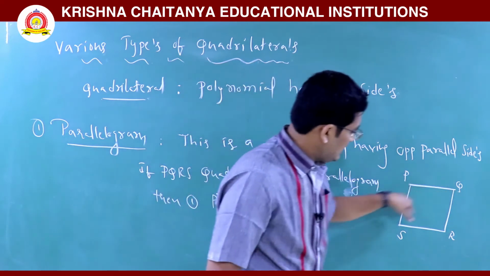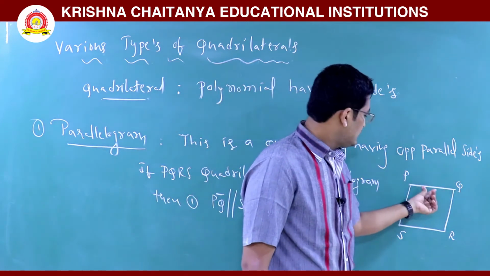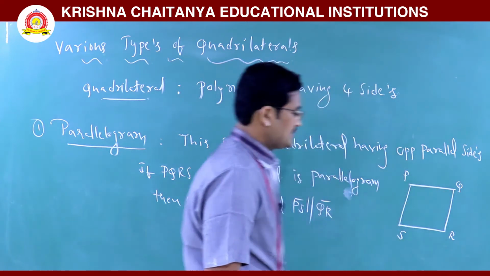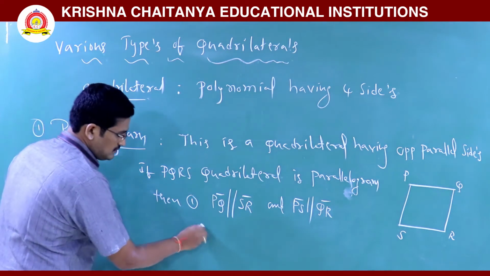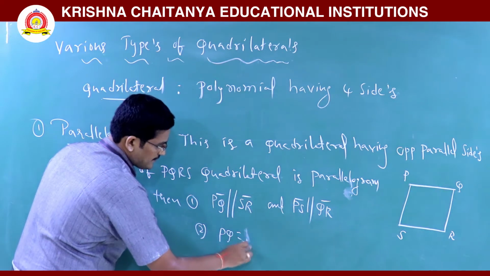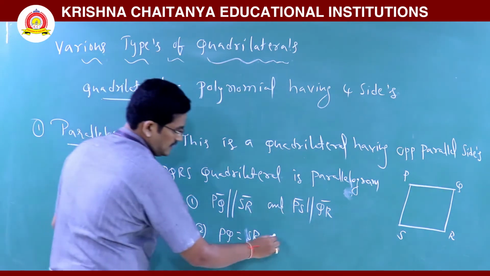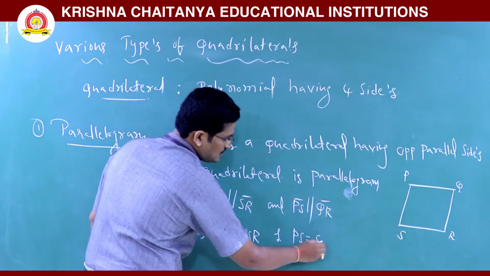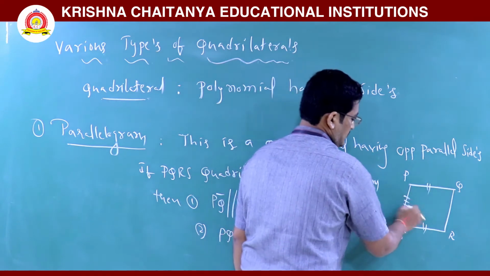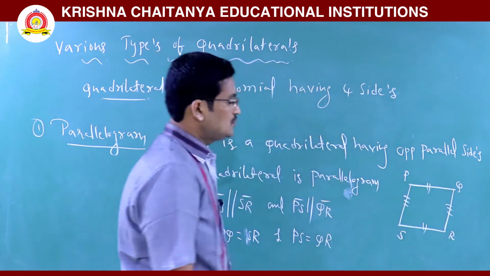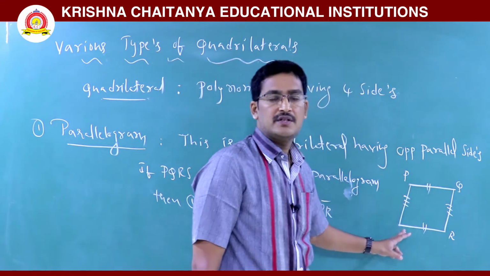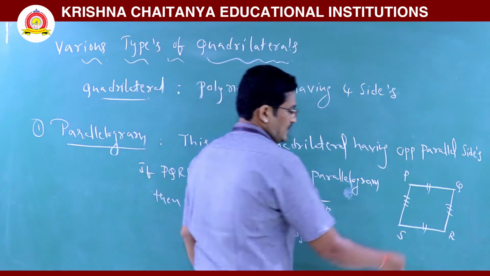If these two lines are parallel and these two lines are parallel, automatically the length of PQ equal to the length of SR, the length of PS equal to the length of QR. So now the second one I am writing. It is clear PQ is equal to SR and PS is equal to QR. Those two opposite sides are parallel and equal. These two opposite sides are parallel and equal. First you have to remember. Then you have to connect in these two.